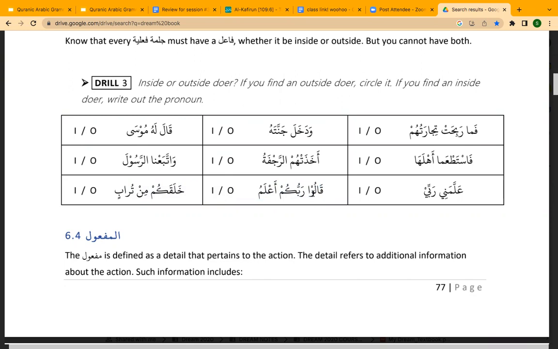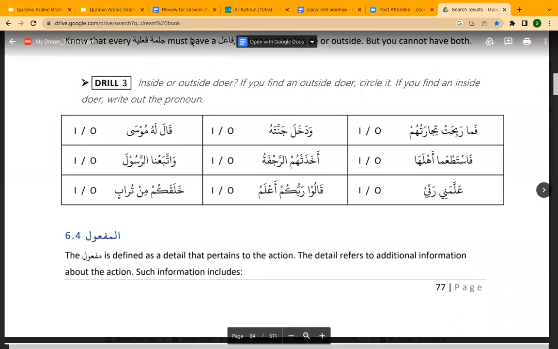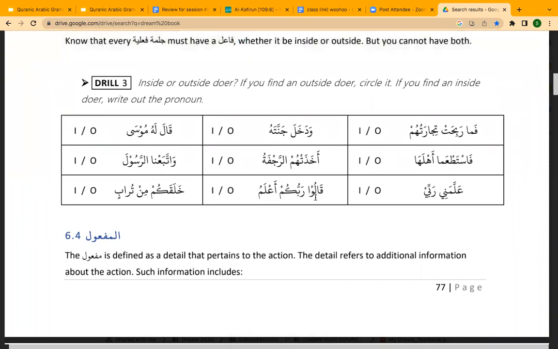So who is the doer here? Is it visible? Can you see it? Very well done, Sister Ruksana. I'm so proud of you. This vow is your doer here. Qalu, just like in Nasaru, we have learned that vow is the doer. Similarly, in Qalu, vow is the doer. And we translate it as they said.